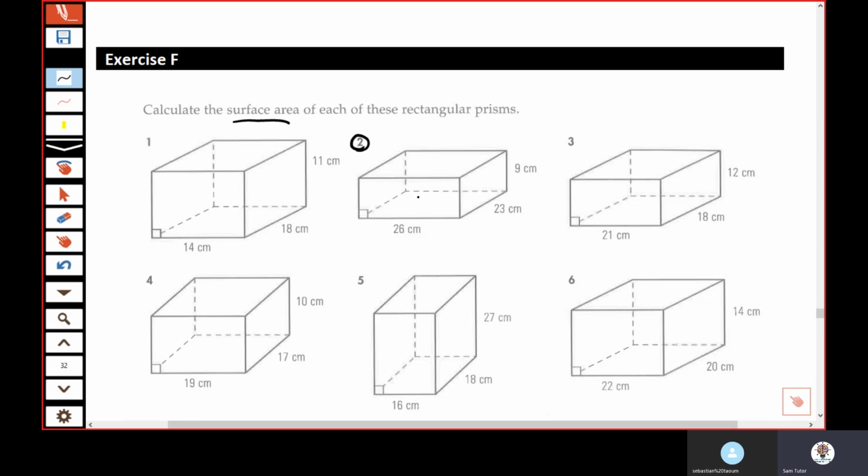So don't forget, just do it in order. Do front and back, left and right, or whatever. You shouldn't get it wrong. Okay.